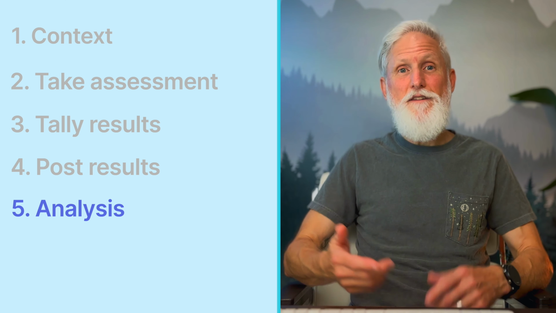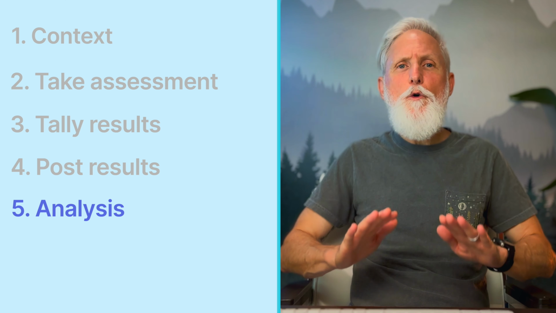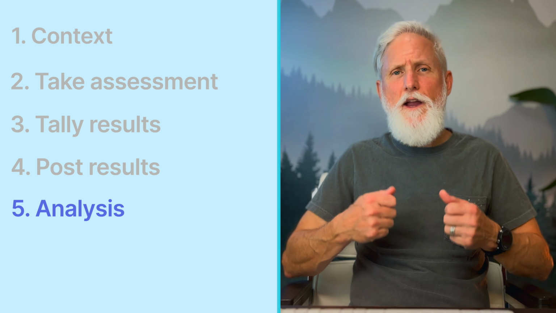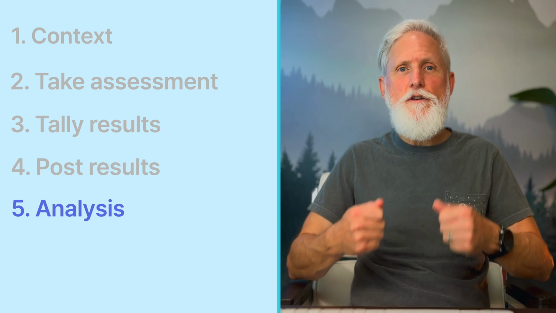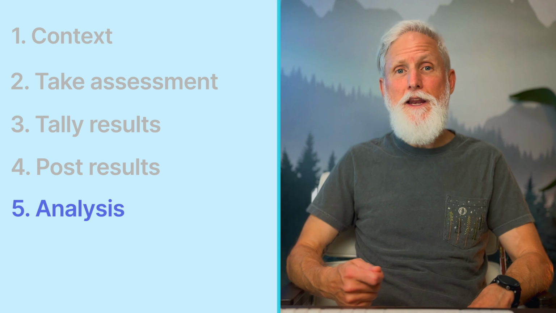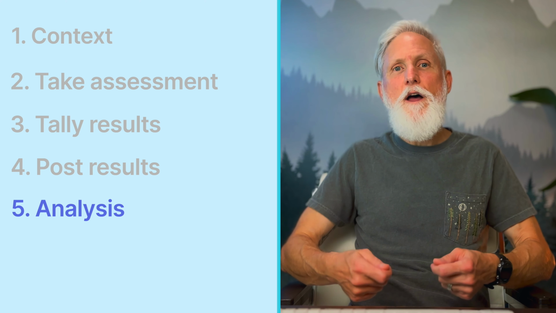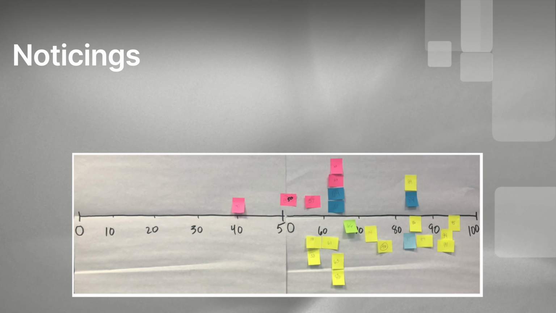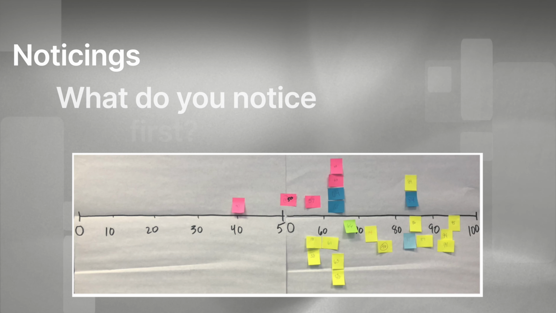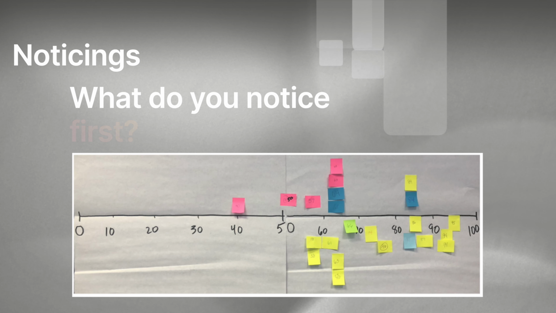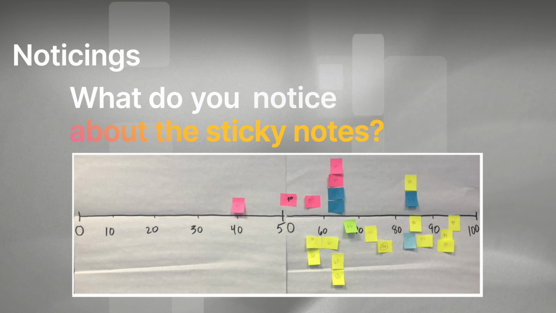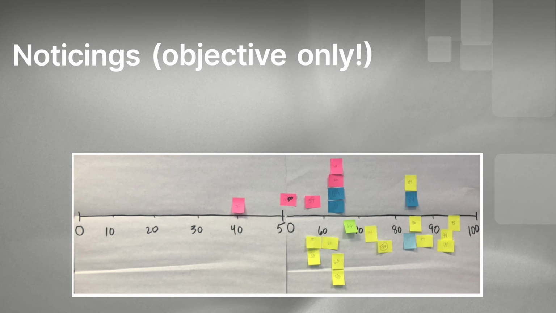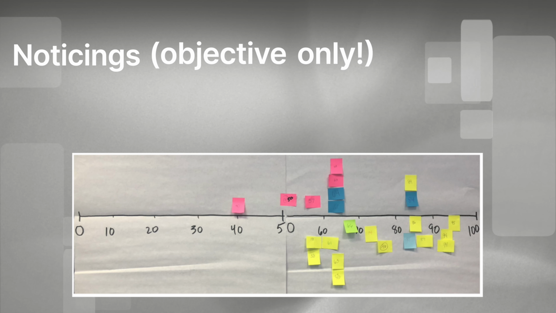Okay, step 5, analysis. This is where we want to slow down a little bit and ensure that we're having a rich dialogue, rich discussion around this data so we can make meaning of it to really help drive the way that we come together and collaborate. So we're going to do this like any data protocol. We're going to look at noticings, inferences, and then implications. So noticings, just ask your team, what do you notice first? Or what do you notice about our sticky notes? Just your observations. Let's not try to make meaning of it first. Just what do you see?